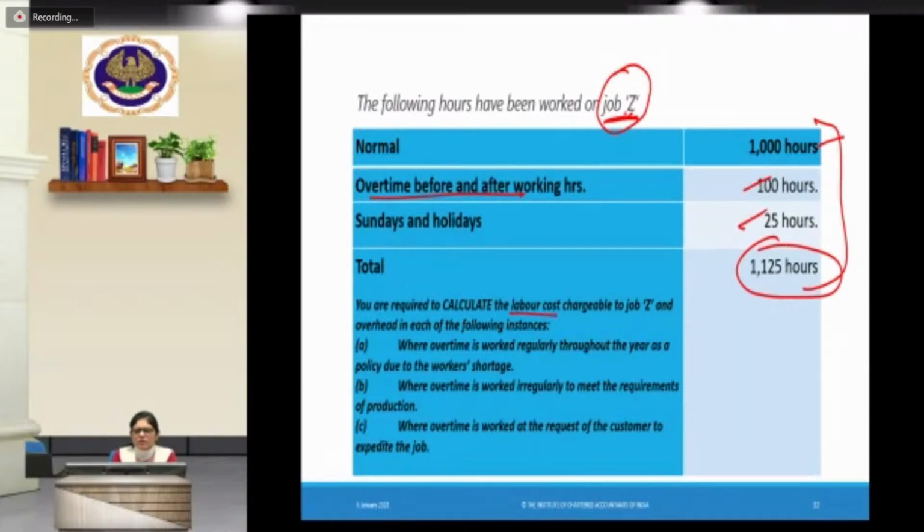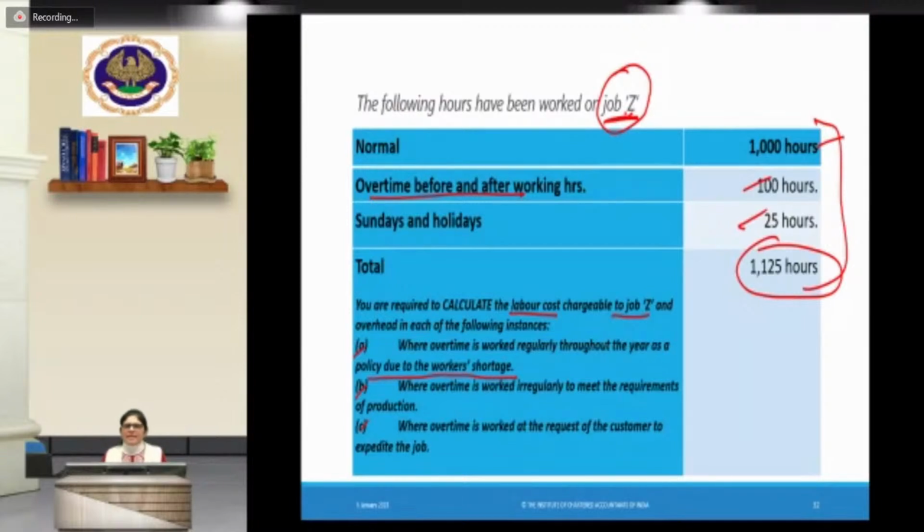Calculate the labor cost chargeable to job Z in all these three cases. So these three are independent, exclusive cases. Separately we have to charge. Where overtime is worked regularly throughout the year as a policy due to workers' shortage. See, the cases are totally different.